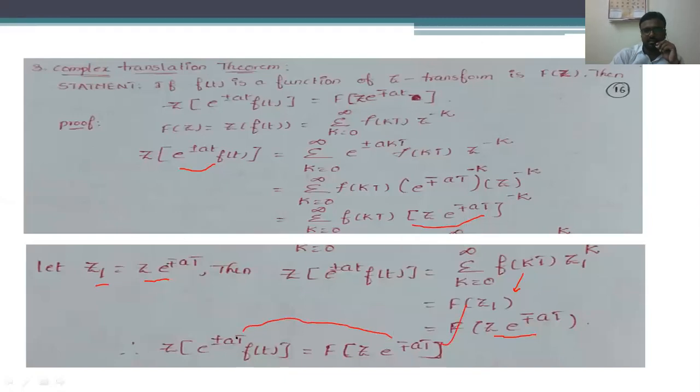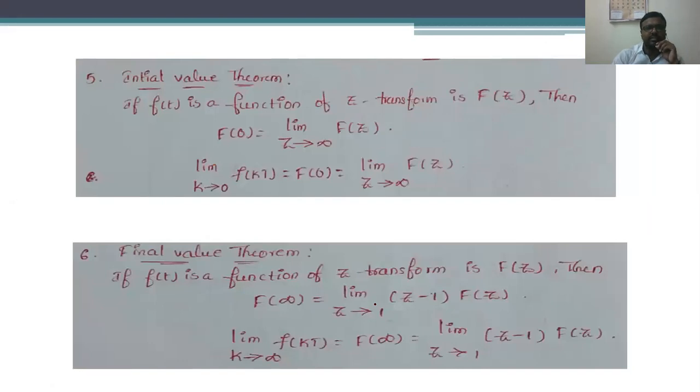Translation means here plus or minus 8 is going to be converted into minus plus. Okay. So now we are going to the next one, that is initial value theorem and final value theorem. Very important. Here, a simple one. It is nothing but a simple one.